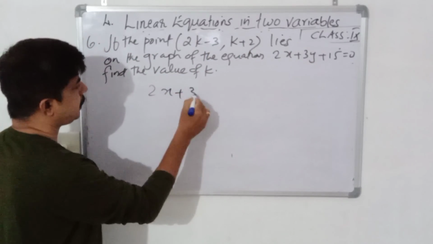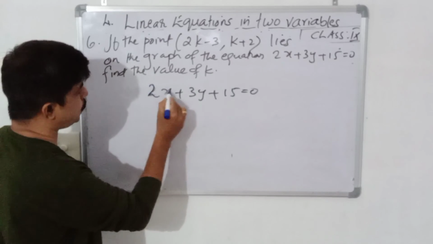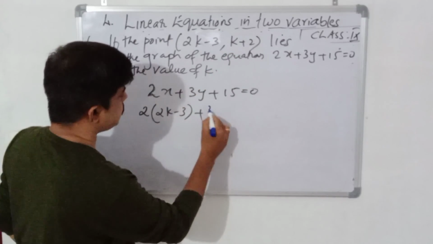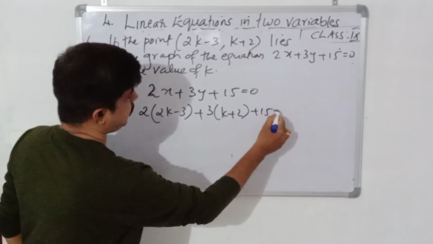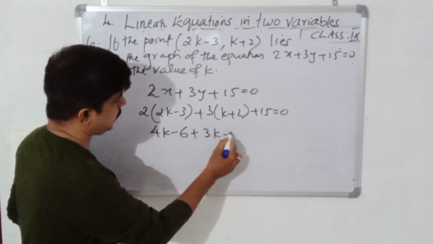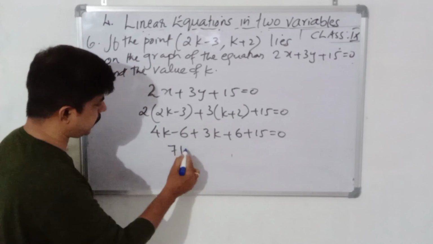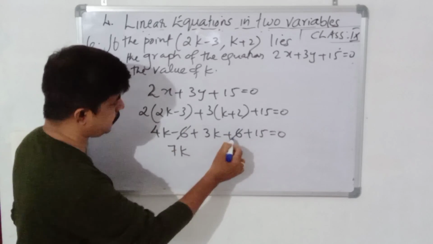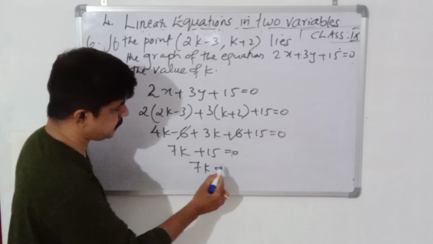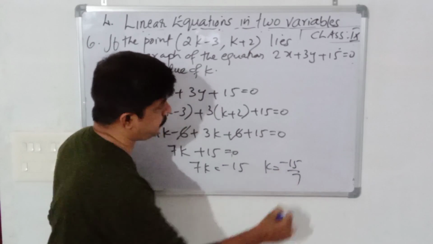2x plus 3y plus 15 is equal to 0. The x coordinate is 2k minus 3, and 2x means 2 times x. So 2 times (2k minus 3) plus 3 times (k plus 2) plus 15 is equal to 0. Open the bracket: 4k minus 6 plus 3k plus 6 plus 15 is equal to 0. We have 4k plus 3k, which is 7k; negative 6 and positive 6 become 0; remaining plus 15 is equal to 0. Therefore 7k is equal to negative 15. The value of k is equal to negative 15 by 7.